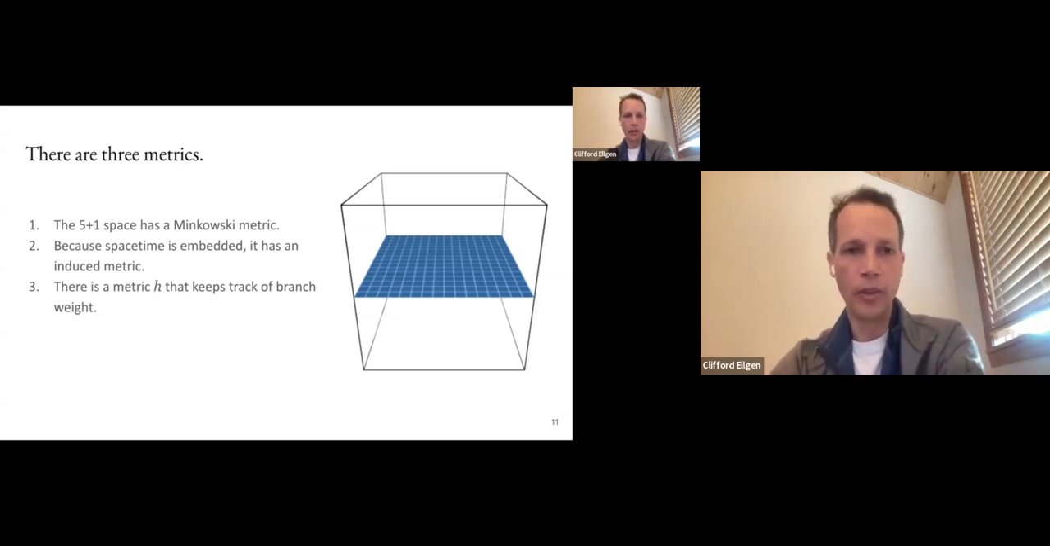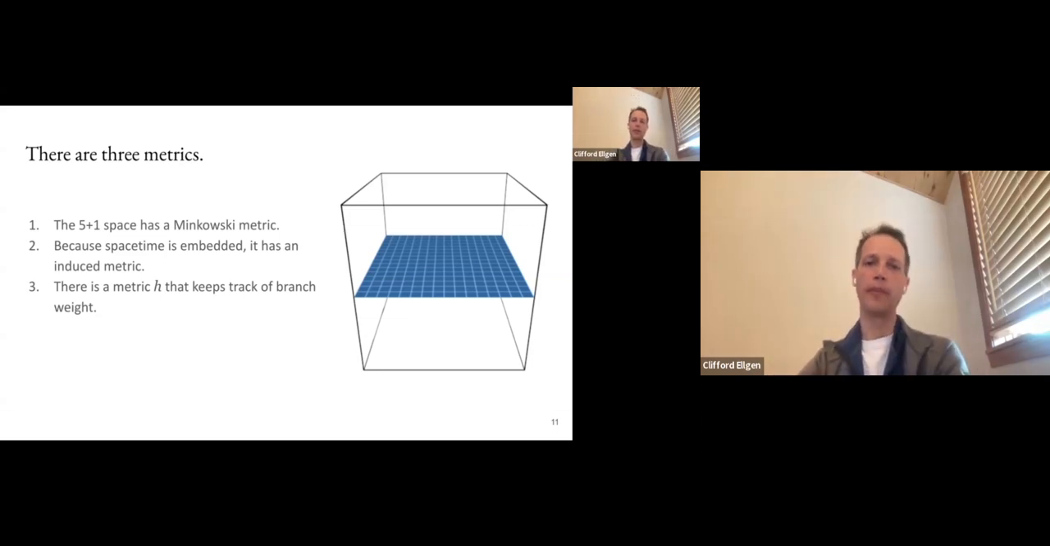Really, in the standard model, the only metric here that is familiar is number 2, which is analogous to the metric of general relativity. It is the way of measuring distances on this space-time manifold. So that second metric, the induced metric on spacetime, is the metric of general relativity, and the third one, H, is a new quantity that we use here in physics to keep track of the branch weight.